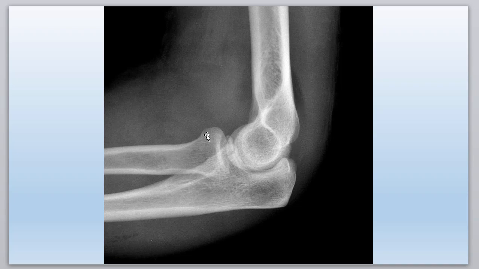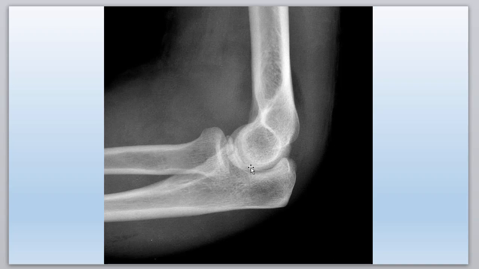So the head looks good. Let's check the coronoid process. Okay, there's a fracture right there. See that little soap bubble or that little lucency? I'll pull this away so you can see it. So this patient has a fractured coronoid process of the ulna.